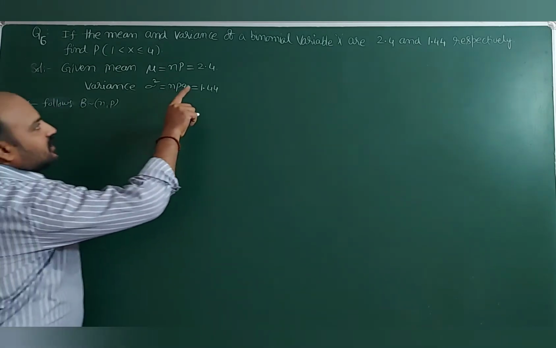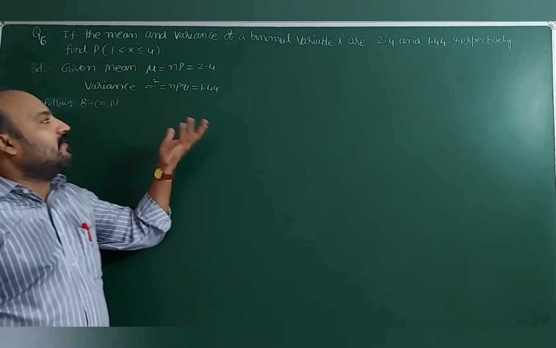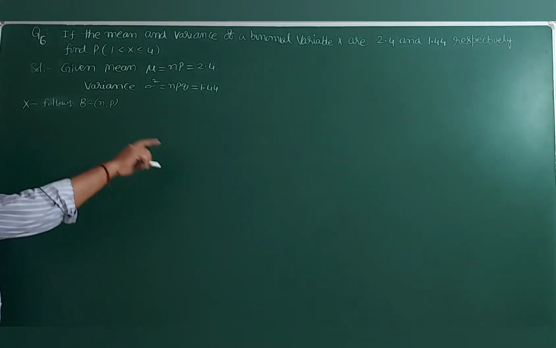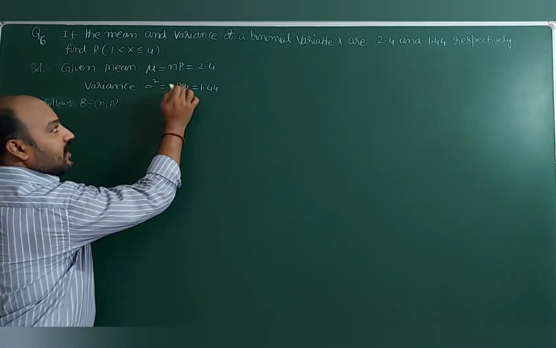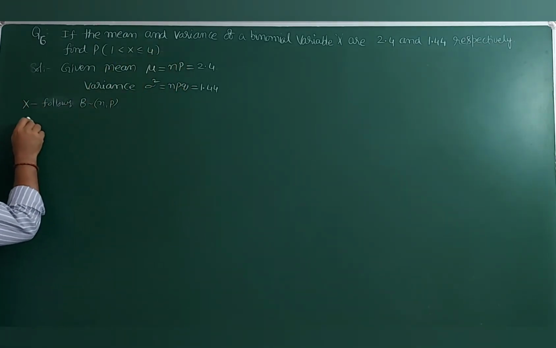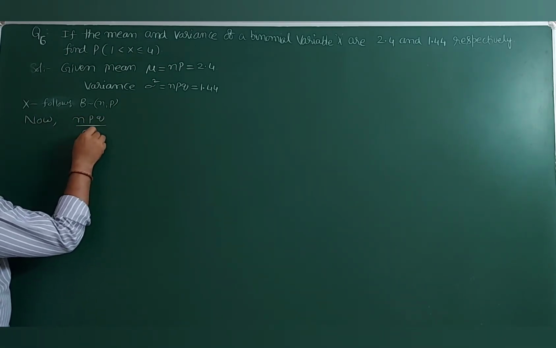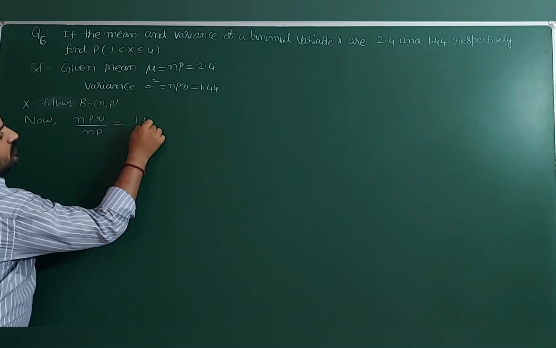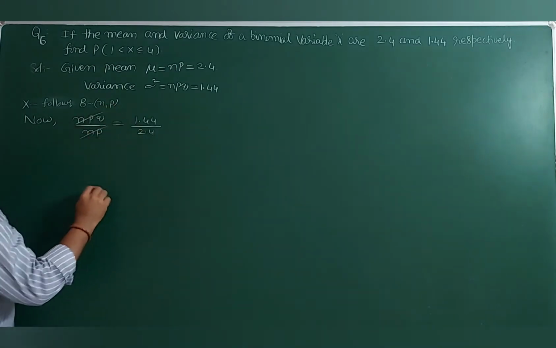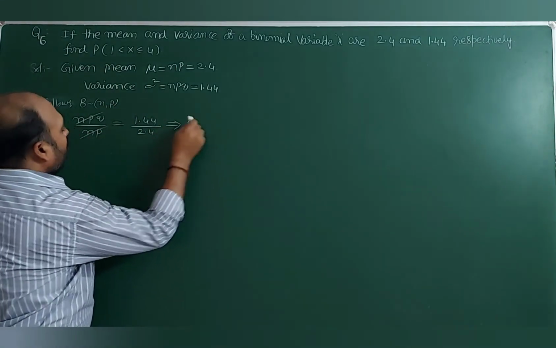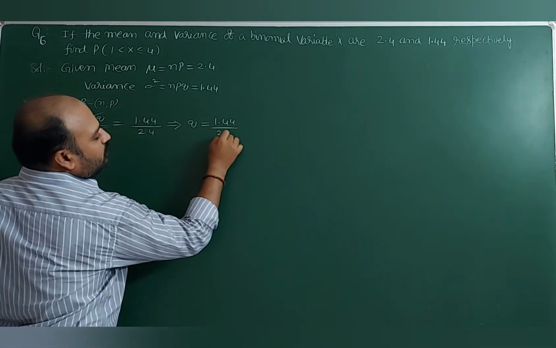So now they are asking P of 1 less than X less than or equal to 4. First we need to calculate the n value, p value and q value from the given information. Whenever we have mean and variance, we know how to calculate the value of q by dividing sigma square by mu. Now consider NPQ divided by NP is equal to 1.44 divided by 2.4. NP gets cancelled. Q by 1 is equal to 1.44 divided by 2.4.